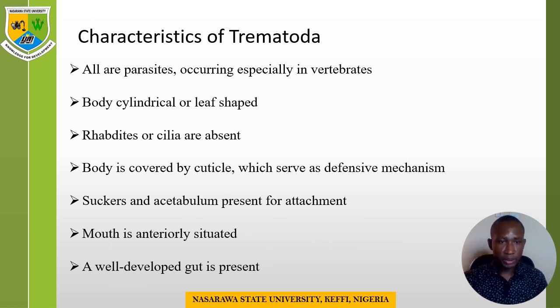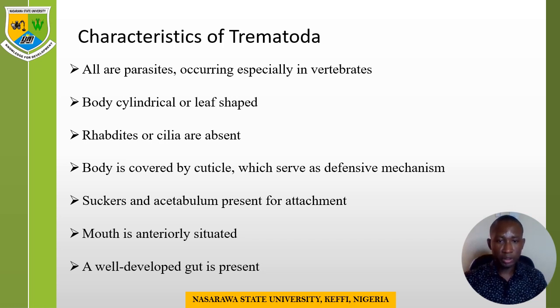Characteristic of a trematoda: all are parasitic, meaning that they live completely in the host and rely completely on the host for their survival, occurring especially in vertebrates. Of course, vertebrates refer to organisms with a spinal cord, which serve as hosts to these organisms, which are parasitic in nature.